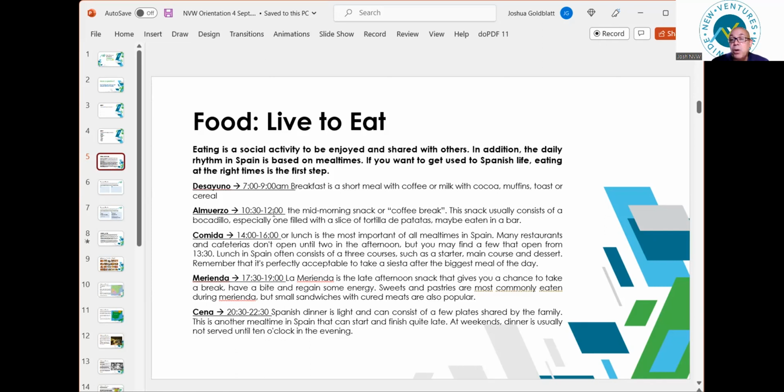So many restaurants will not even serve lunch until 2 o'clock in the afternoon. And lunch in Spain often consists of 3 courses. There's a starter, a main course, and a dessert. Okay? And if you go to any normal restaurant, they will offer you what they call the menu del dia, which is the daily menu, which probably costs you about 12 euros. And for 12 euros, you have a huge meal. Okay? With a first course, a second course, and a dessert.